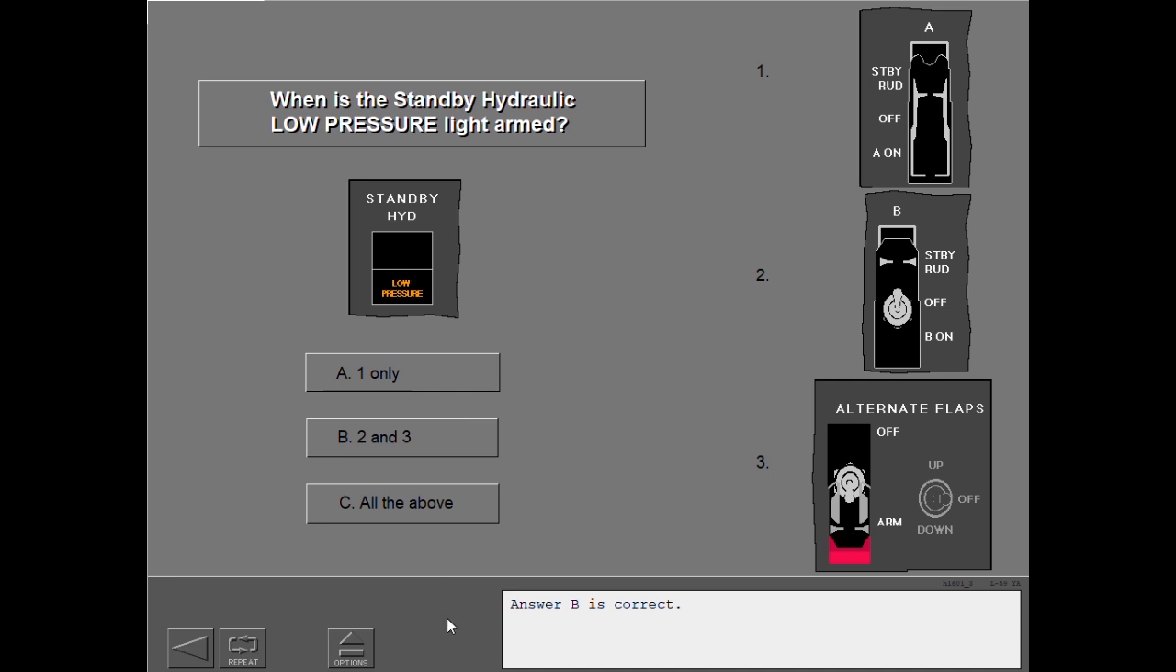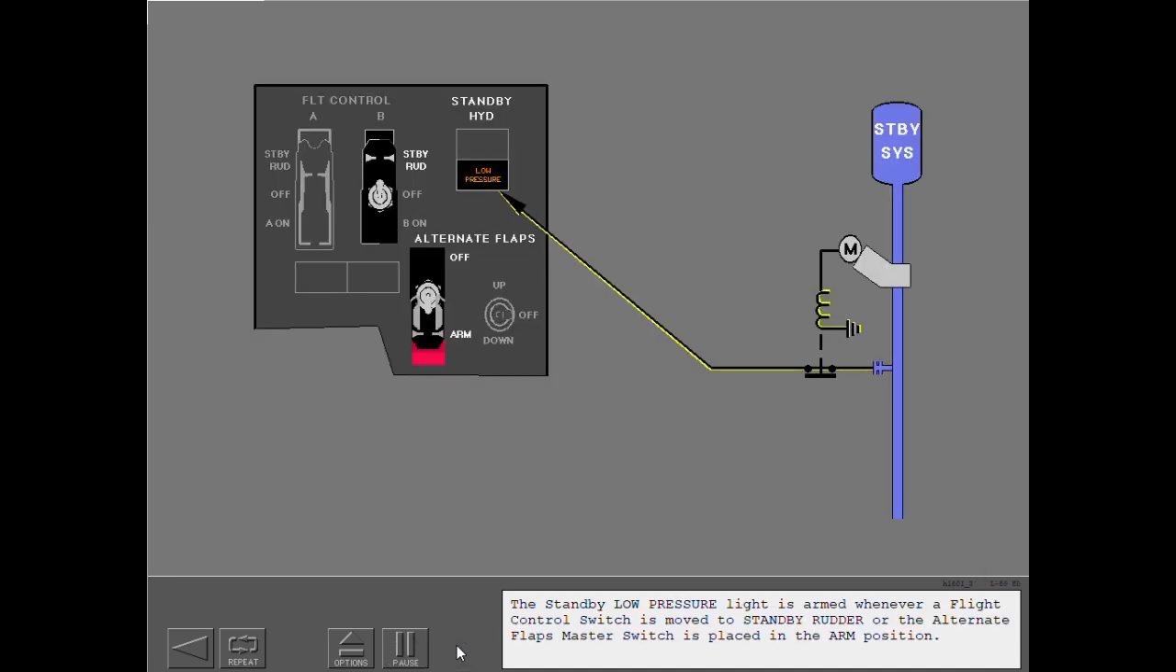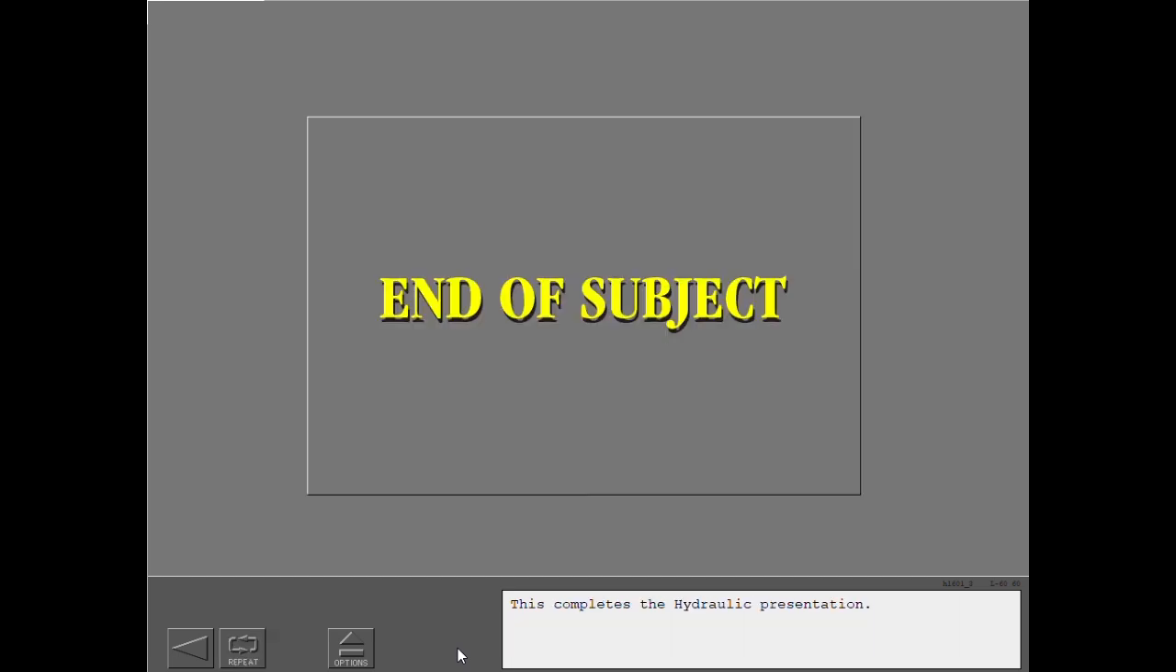Answer B is correct. The standby low pressure light is armed whenever a flight control switch is moved to standby rudder or the alternate flaps master switch is placed in the arm position. This completes the hydraulic presentation.